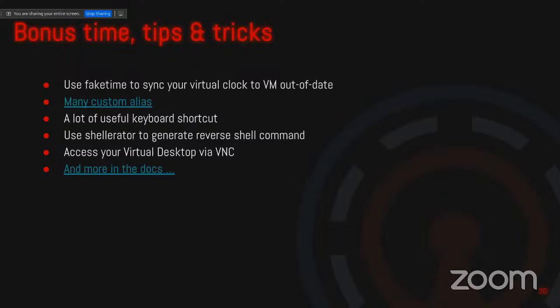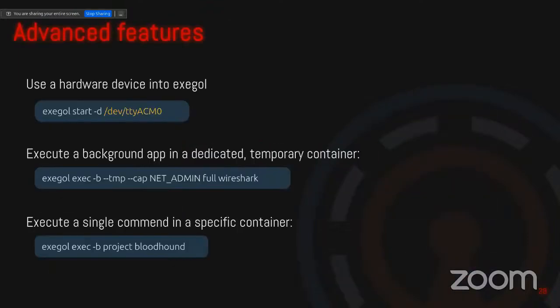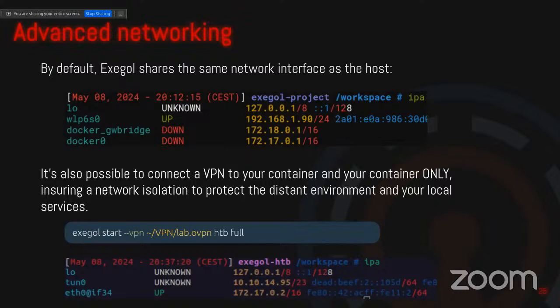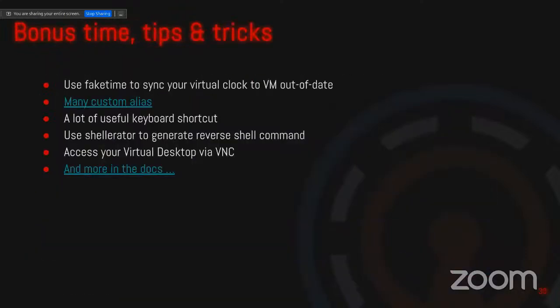So, bonus time. Tips and tricks. We have a lot of tips. Everything you saw is just the beginning. Sorry, I stop. But there are still a lot of little things that I didn't put in this presentation, like aliases. We have a lot of custom aliases for Exegol, as you can have seen on the network part. For example, here, instead of writing ip space a to see every interface, really ugly, really not readable, you run ipa without space, and you have a beautiful list of IPs with colors. Isn't it beautiful?